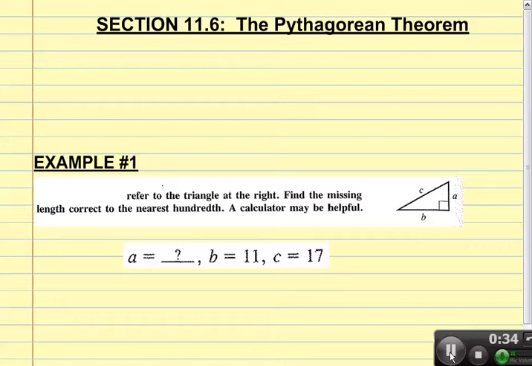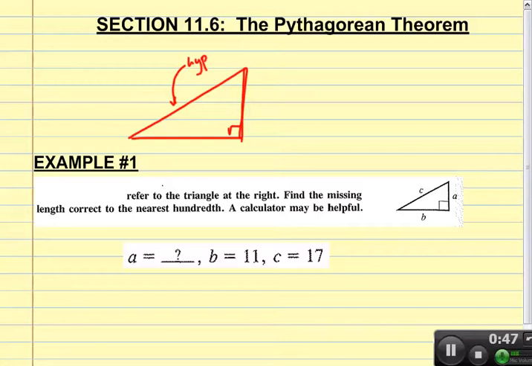But here's what the Pythagorean theorem says. If you have a right triangle, and it has to be a right triangle, the side opposite the right angle is called the hypotenuse. The two sides that make up the right angle are called the legs. Those are the parts of the right triangle.